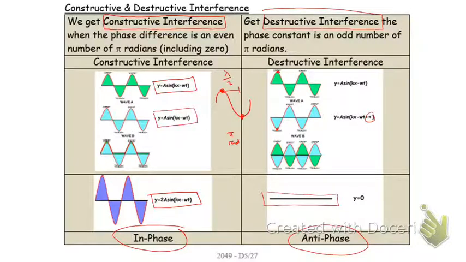I'm equidistant between those two speakers. When one compression hits me, the other compression hits me. When one rarefaction hits me, the other rarefaction hits me. So I am in phase. I will hear twice the sound, twice the pressure amplitude of sound.